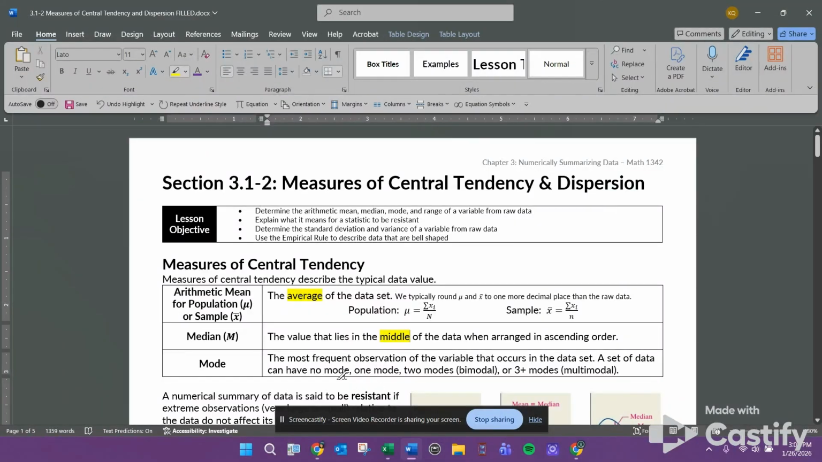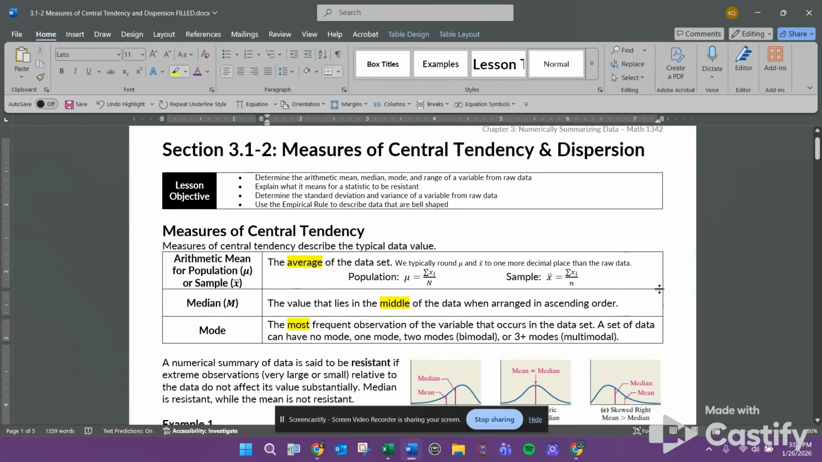The mode of a data set is the most frequent observation of the variable that occurs in the data set. A set of data can have no mode, one mode, two modes, or be multimodal. But really, once we get past bimodal, we would really say there is no mode, because having a multimodal set of data is not really that helpful. So really, your answers are going to be no mode, one mode, or two modes for particular data sets, although multimodal is a thing.